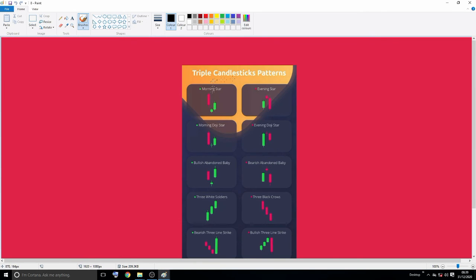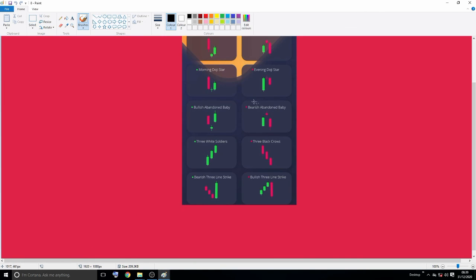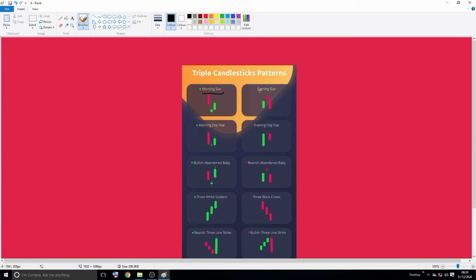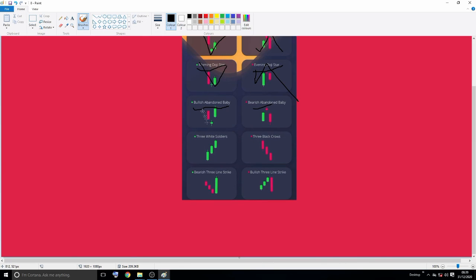And then we have triple candlestick patterns. We have a morning star, an evening star, a morning doji star, an evening doji star, a bullish abandoned baby and a bearish abandoned baby. These are three star candlesticks. So if you see this, we are expecting a push up, and this one we're expecting a sell, and this one a push up, and this one a sell.